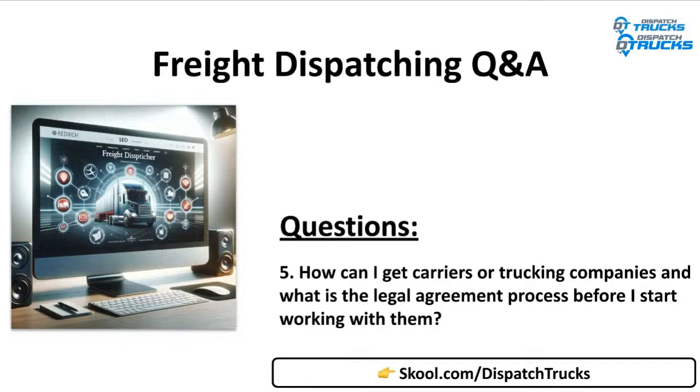And obviously, the carrier gives you the limited power of attorney. In simple words, limited power of attorney means: I'm a carrier and I'm giving you permission, with limited access to my company, to book loads. That's what the limited power of attorney is. So that's how it goes: the legal agreement, and obviously how we get carriers by marketing it, right?